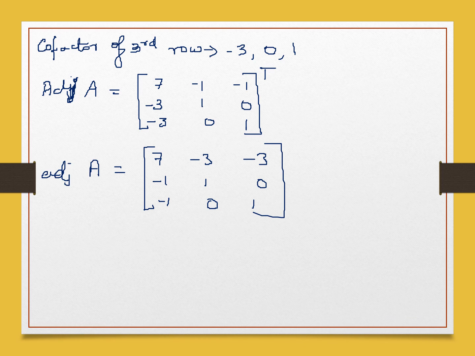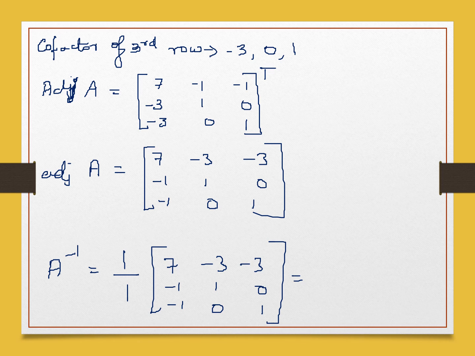Then we have to find A inverse. We know the determinant is 1, and the adjoint is 7, minus 3, minus 3, minus 1, 1, 0, minus 1, 0, 1. So the A inverse matrix is 7, minus 3, minus 3, minus 1, 1, 0, minus 1, 0, 1. That's the inverse.